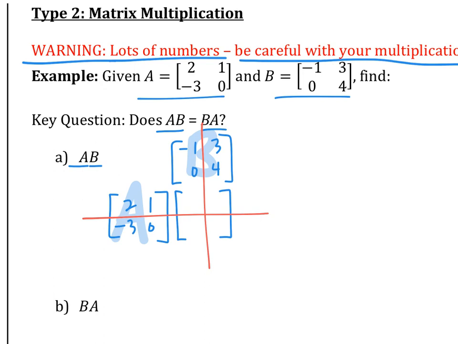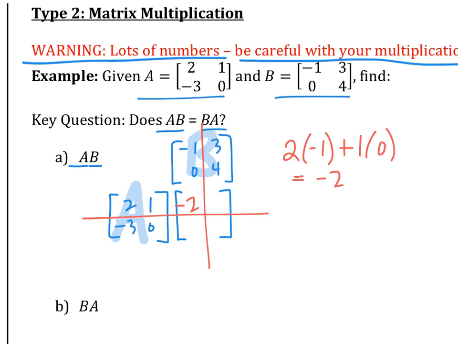Okay, so what you do is you take the first element times the first element, so 2 times -1. And then we're going to add the second element times the second element. So that is 1 times 0. So that is going to give me -2. So -2 goes here. Okay, please be careful with your calculation.